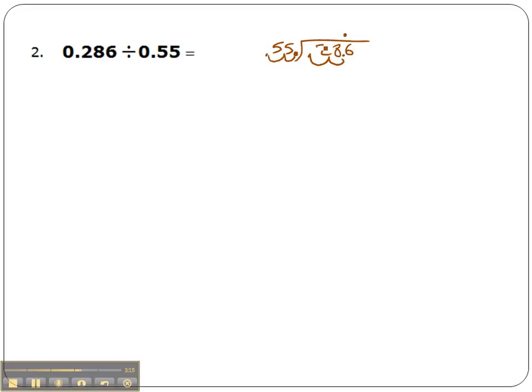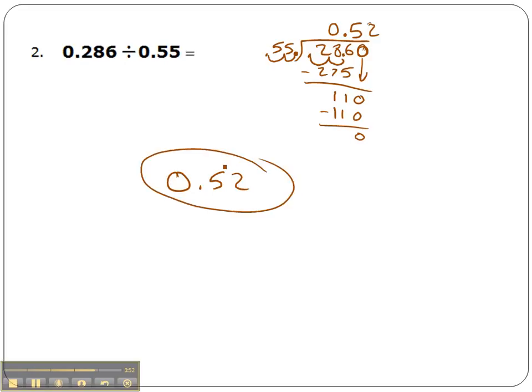How many 55's in 2? 0. How many 55's in 28? 0. How many 55's in 286? 5. 5 times 5, carry the 2, 27. Okay, subtracting, we get 11. Bring down a 0. Since I already have a decimal, I can add as many zeros as I need to get this done. So that's 110. How many 55's in 110? Exactly 2. 2 times 55 is 110. And we're done. So the answer is 0.52. The quotient is 52 hundredths.